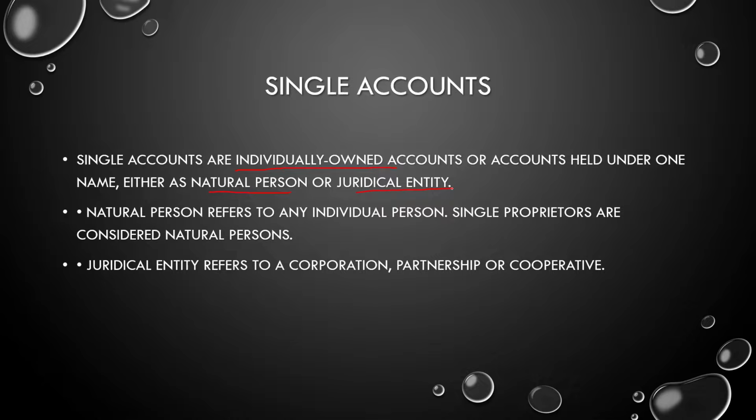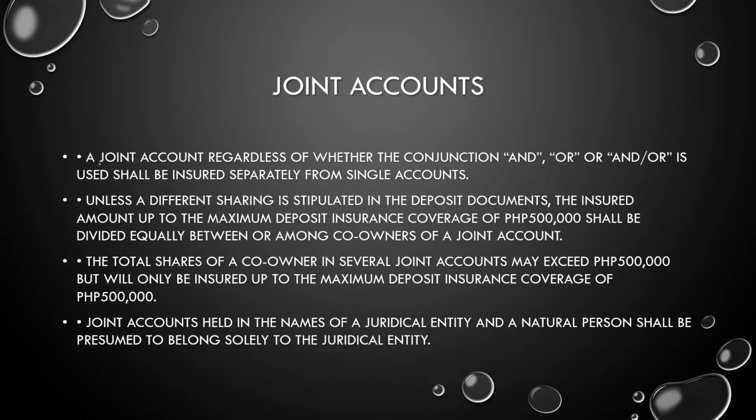So natural person refers to any individual person. Single proprietors are considered natural persons, whereas yung juridical entity refers to a corporation, partnership, or a cooperative. Okay? Whereas joint account regardless of whether the conjunction or and/or is used shall be insured separately from single accounts. So ito yung sinasabi ko kanina, if you have an individually owned account and a joint account together with another person, that will be insured separately. So there will be 500,000 insurance on your individually owned account, and another 500,000 on your joint account.